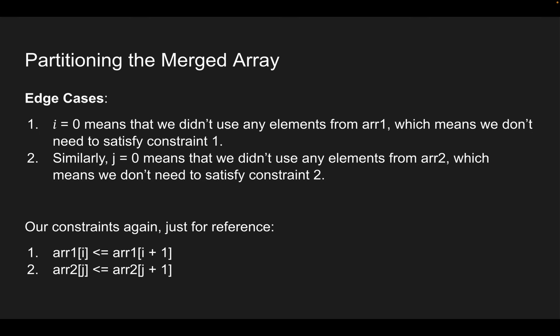So now let's talk about edge cases, right? And again, the constraints that I talked about are right here just for reference. So i equals 0 means that we didn't use any elements from array 1, which means we don't even need to satisfy constraint 1. And similarly, j equals 0 means that we didn't use any elements from array 2, which means we don't need to satisfy constraint 2.